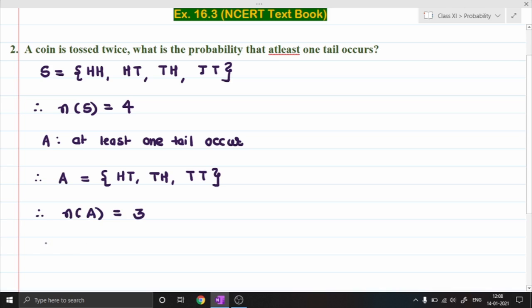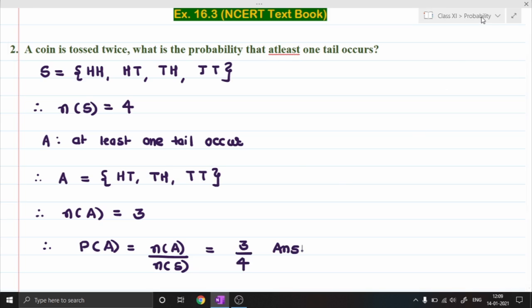Now if I wish to find out the value of P of A, as per the formula it will be N of A upon N of S. If I put in the values over here, it will be equal to 3 upon 4. This is your answer. Similarly, let us see the next question.